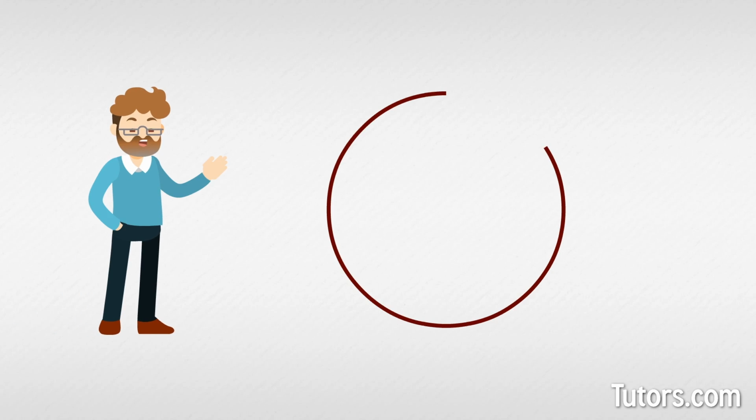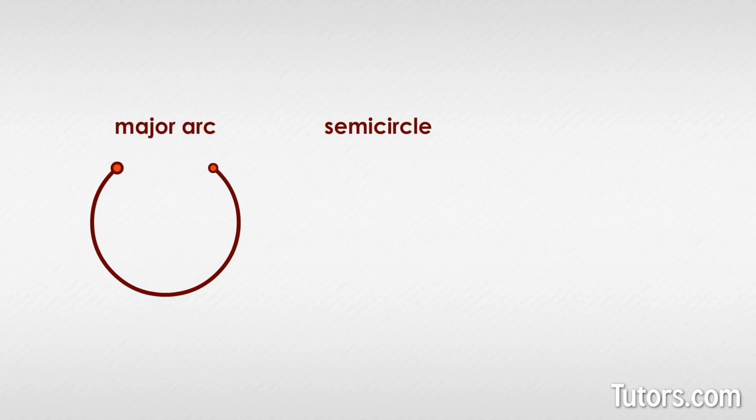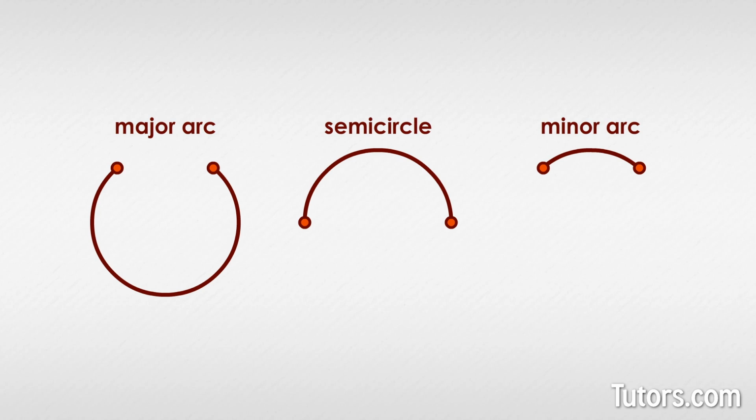Circles are simple, but they do have parts. One part is an arc, a snippet of the circle, a piece of its circumference. Arcs themselves come in types like major arcs, semicircles, and minor arcs. Before we learn more about the arc and type of arcs a circle can have, let's review circles and circumference.